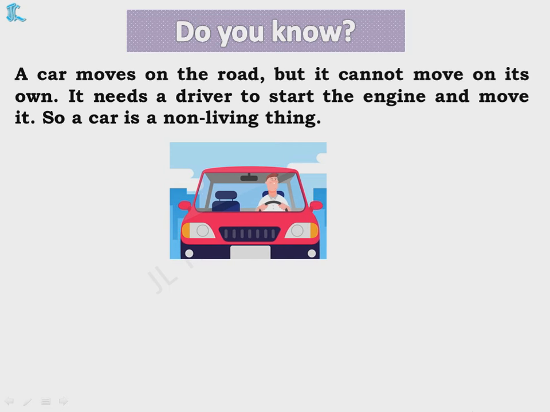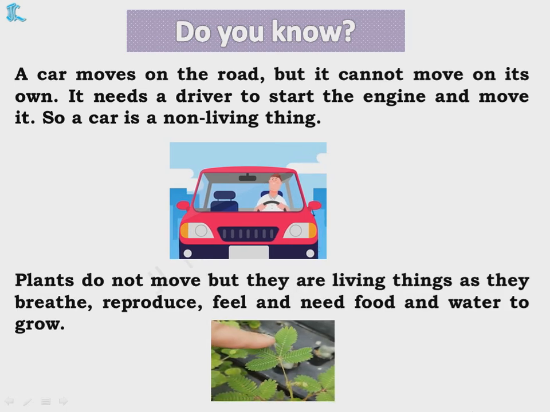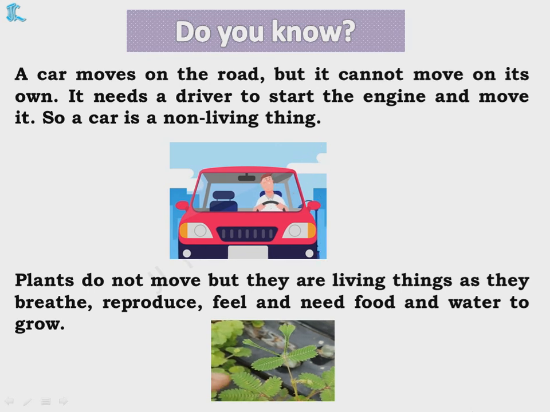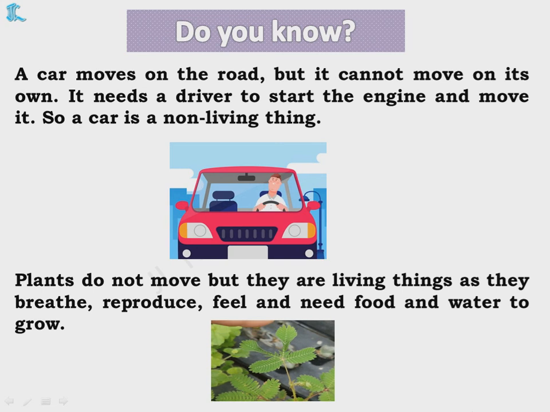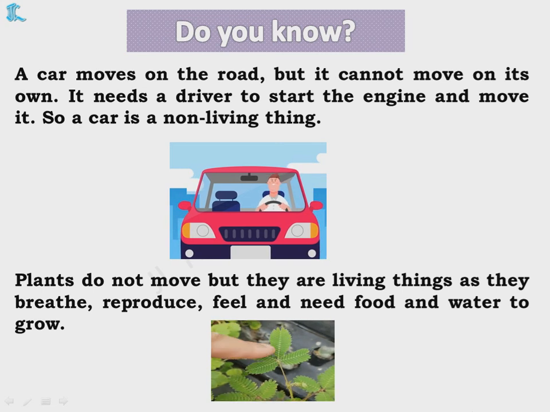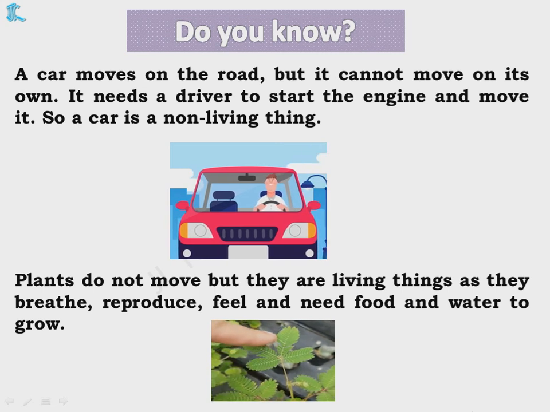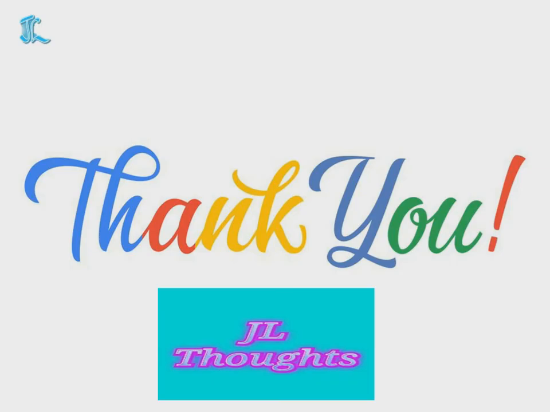But why do we say it's a non-living thing? Because it cannot move on its own. It needs a driver to start the engine and move it. Hence, a car is a non-living thing. Similarly, plants do not move, but they are living things, as they breathe, reproduce, feel, and need food and water to grow. Understood, children? Thank you.